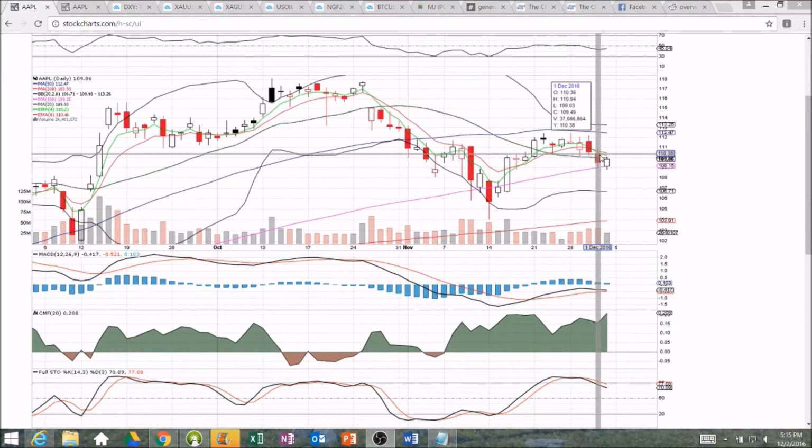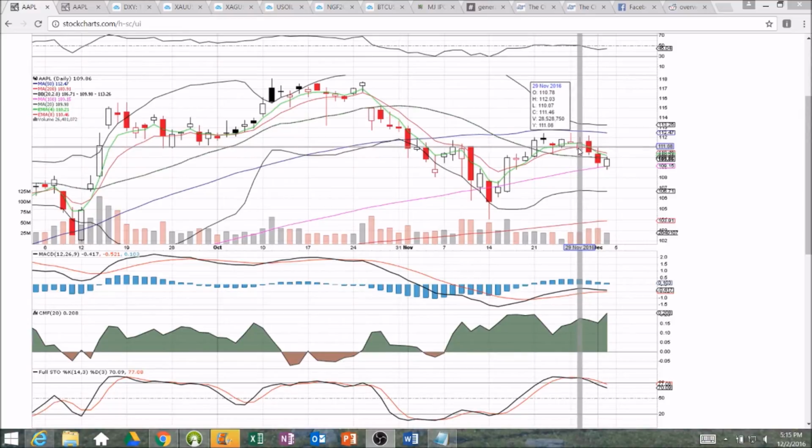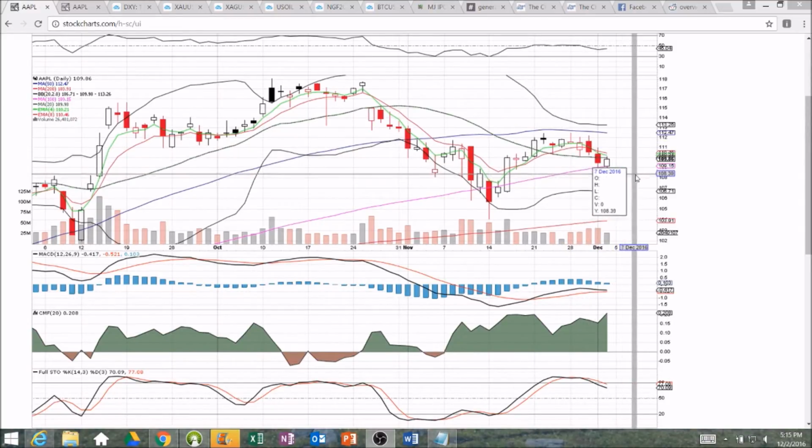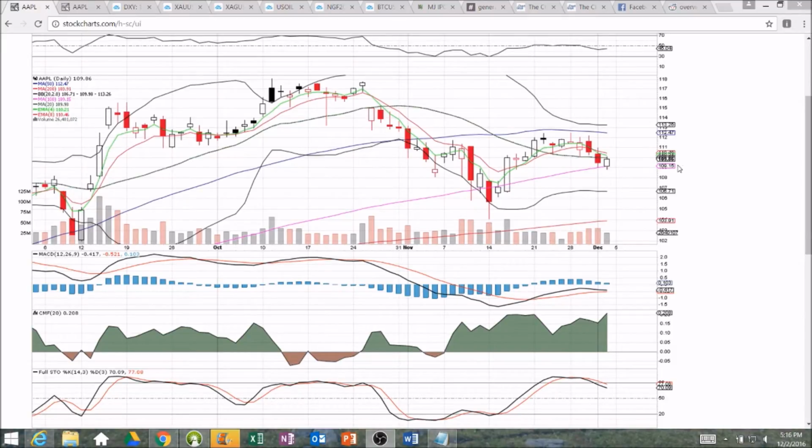We did reject from previous support. Remember that support was at 110.07, and we rejected from 110.09 at the high of the day. So previous support acting as resistance. Bulls need to see confirmation on Monday, as this is a bullish candlestick after 3, 4 days of consolidation.